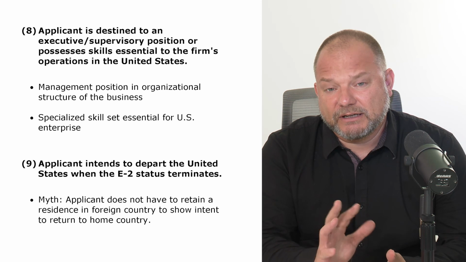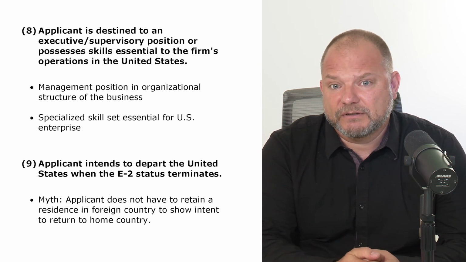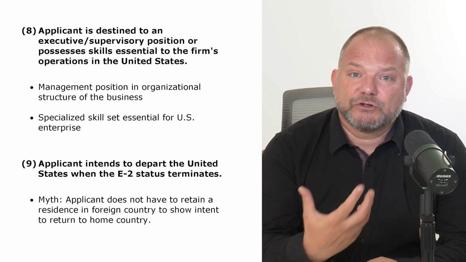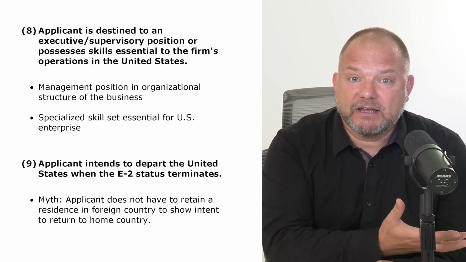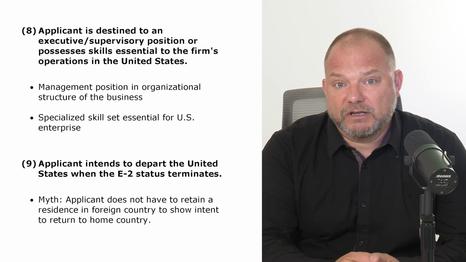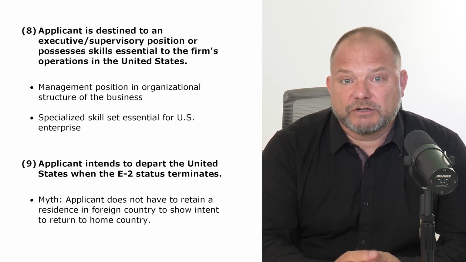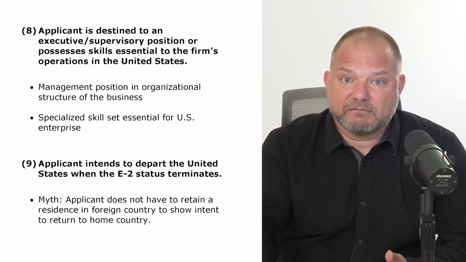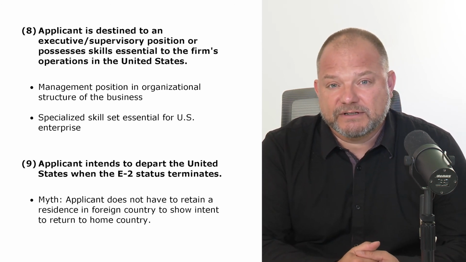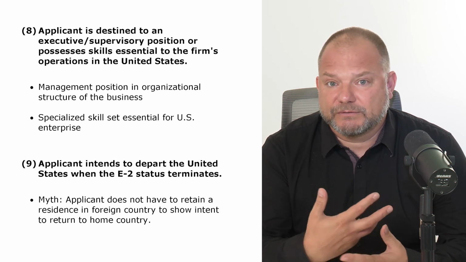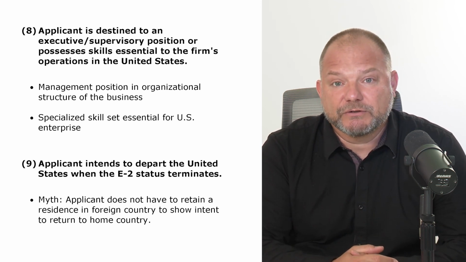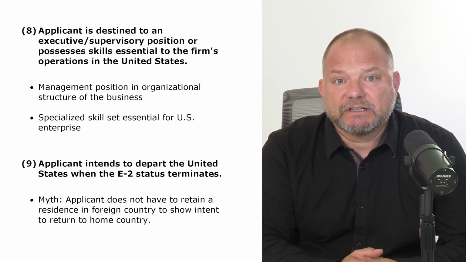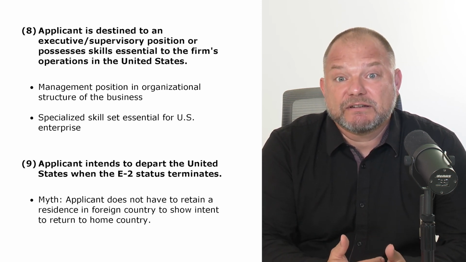Let me clarify one of the most common myths about the E-2 visa. You do not have to show that you retain a residence or a home in your home country in order to show this intent to return. So you can give up everything in Germany or Austria or Switzerland, for example, sell your house, terminate your lease, and then really move to the United States. The only thing is that you have to have the intent to return.